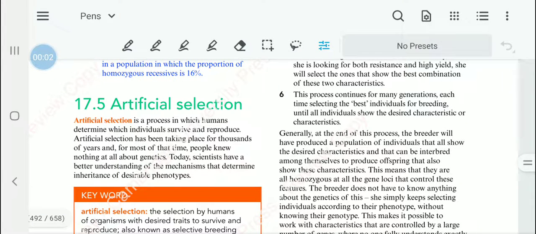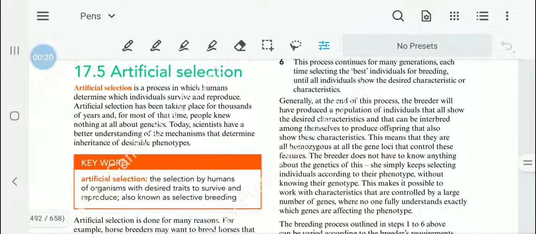Chapter 17 Biology Theory Video 9. Artificial selection is what we are going to discuss. As you may understand from the word artificial, it means that human involvement is there. If humans select which organisms should survive and reproduce, and which organisms should die off, then that is known as artificial selection.